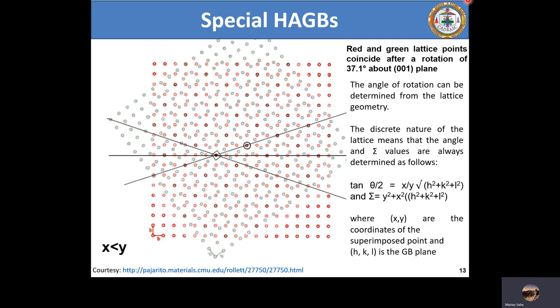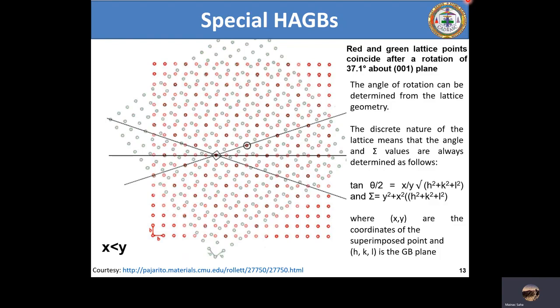So it is not expected to affect the properties of a material to the extent that can be expected from the sigma 3 boundary, where every third lattice point between the two adjacent grains is in coincidence with each other.